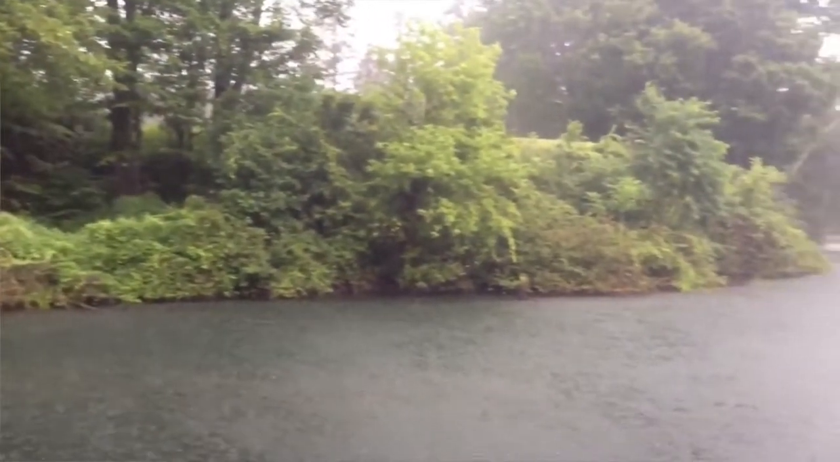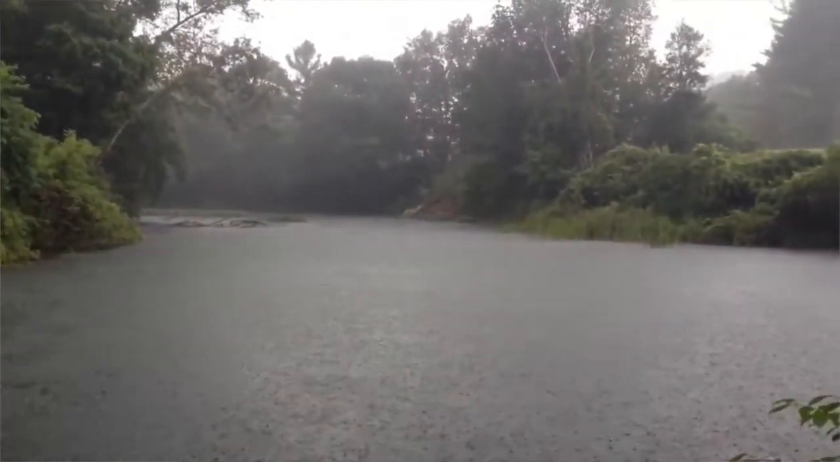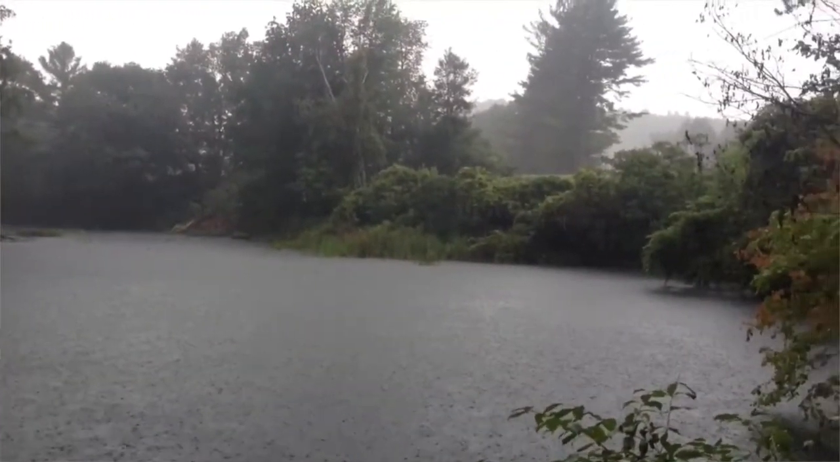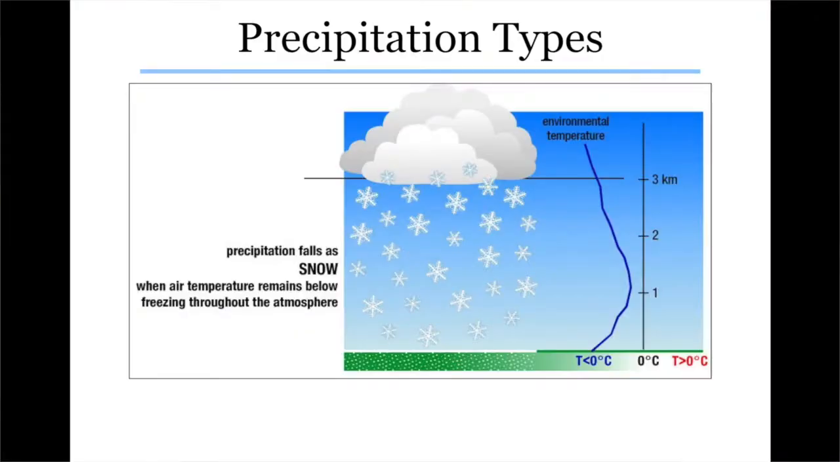And when I say above 32, I mean not just above 32 at the ground, but all the way up to the cloud itself. So the entire atmosphere has to be above 32. On the other hand, if you want snow, you need the temperature to be below 32, from the cloud all the way down to the ground. Those are the two easy ones.